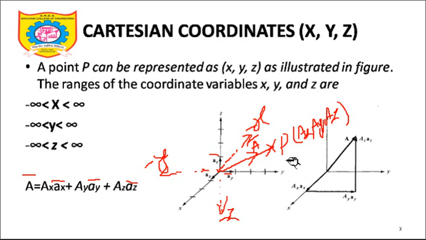Okay, so we'll stop our discussion, and in the next lecture we'll see the circular cylindrical coordinate system and how to represent a point in that particular system.